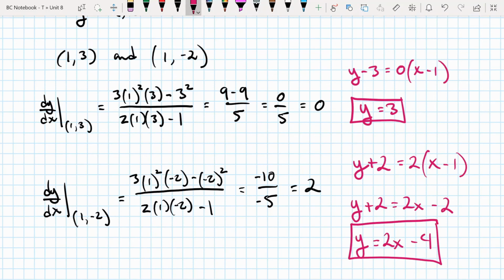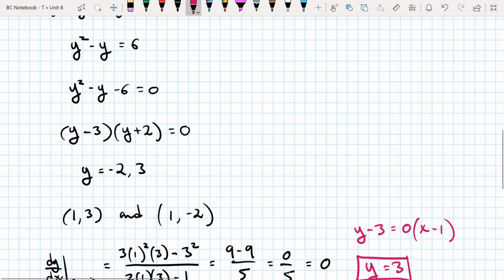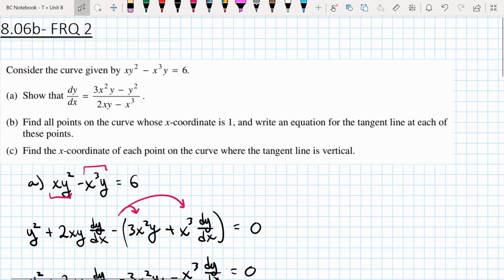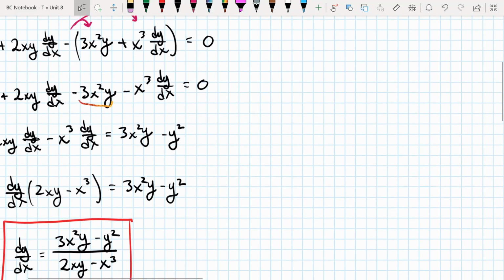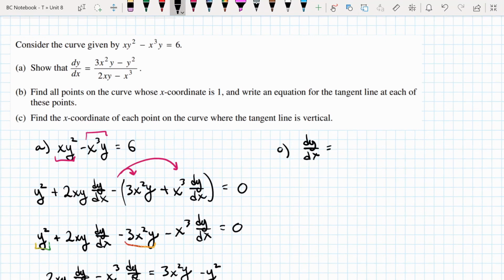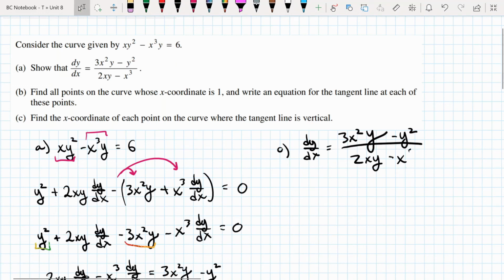Okay, and let's wrap up this video by going through letter C. So letter C wants us to find the x-coordinate of each point on the curve where the tangent line is vertical. Okay, so how do we find where the tangent line is vertical? Well, we're going to start with the derivative. So 3x squared minus y squared, oops, times y, not minus y, over 2xy minus x cubed.